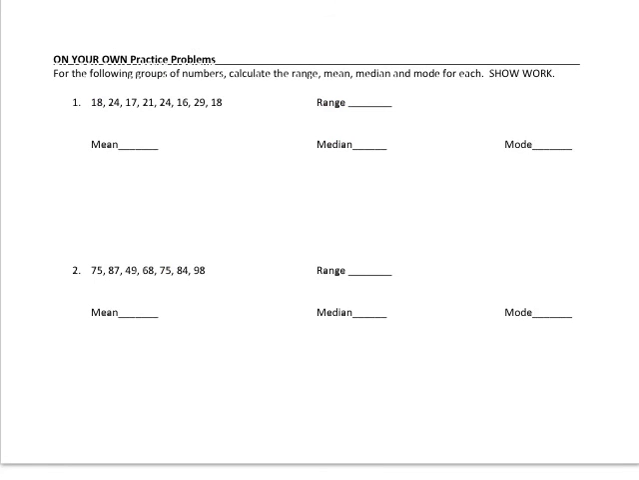And finally, to wrap this video up, I would like you to spend some time working on problem 1 and 2 here at the bottom of your page. And from what you've learned in this video, you should be able to find the range. Remember, we're subtracting the smallest number from the biggest number. The mean is the average, the median is the middle number, and the mode is the number that appears most often, if there's one that appears most often. So there could be no mode at all.